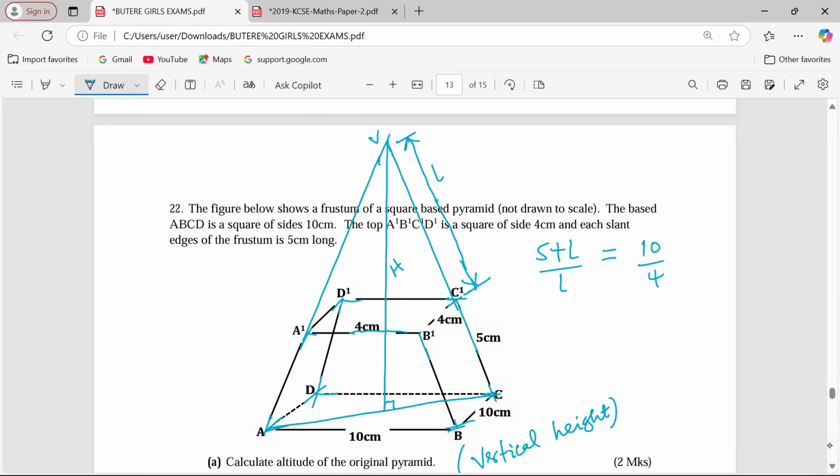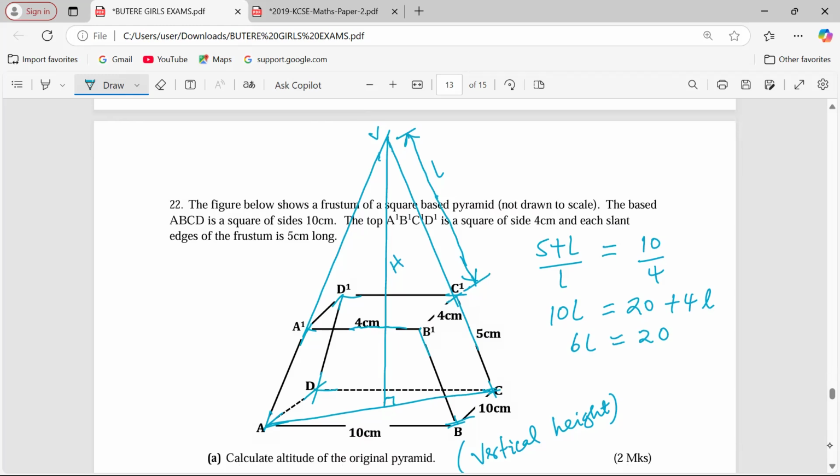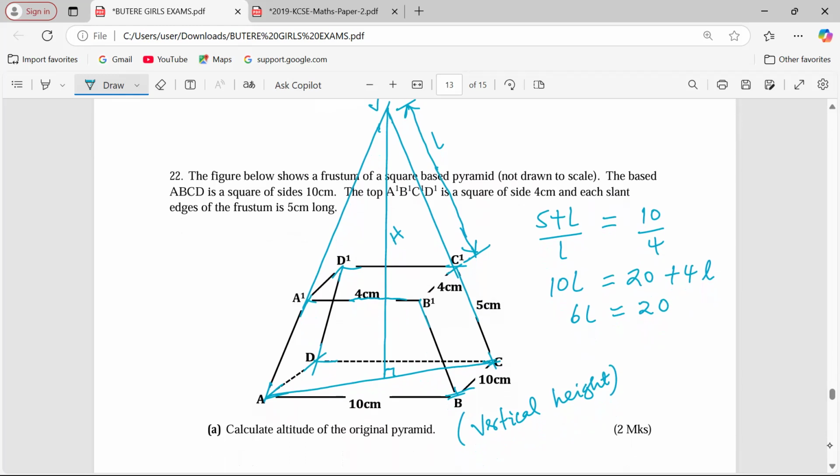So here we shall have cross multiplication of 10L, giving us 20 plus 4L. This means that 6L equals 20. So the length small l will be 20 over 6. This will be 3.33.